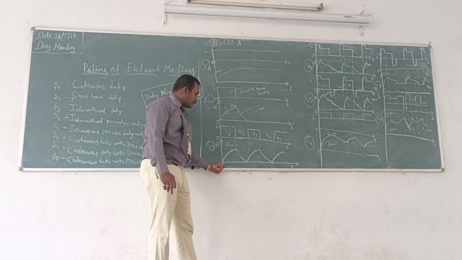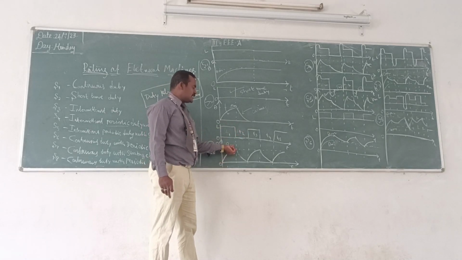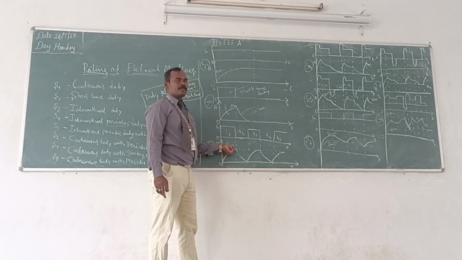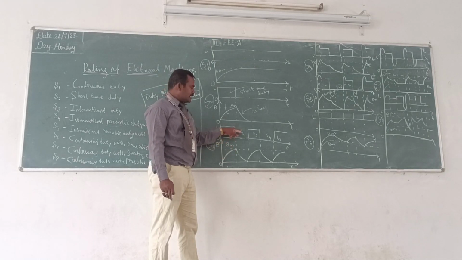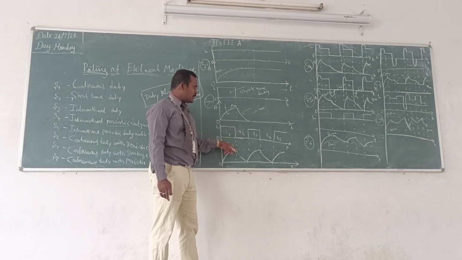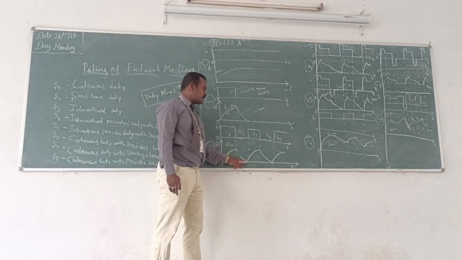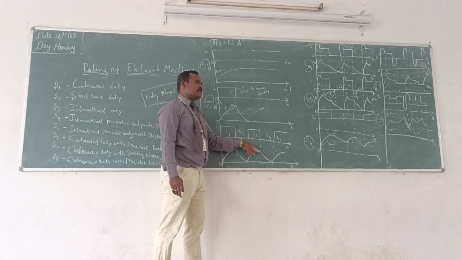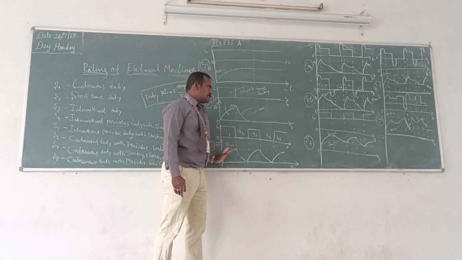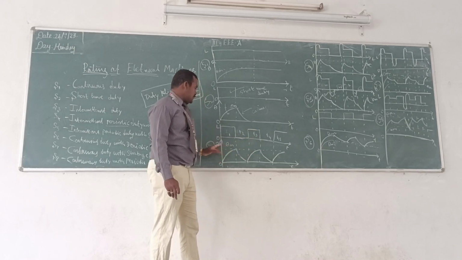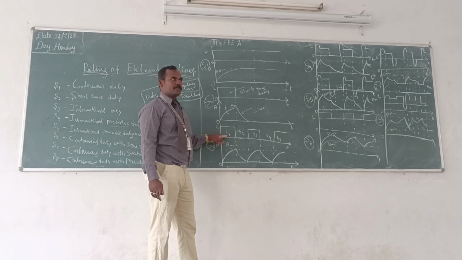Once you are applying the load, the temperature rises and reaches theta m, the maximum steady state temperature. Then the machine reaches zero load, so the temperature falls from the maximum temperature to 0. Similarly, if you apply the load again, the temperature rises again. So the temperature curve will come like that. That is intermediate periodic duty, right?